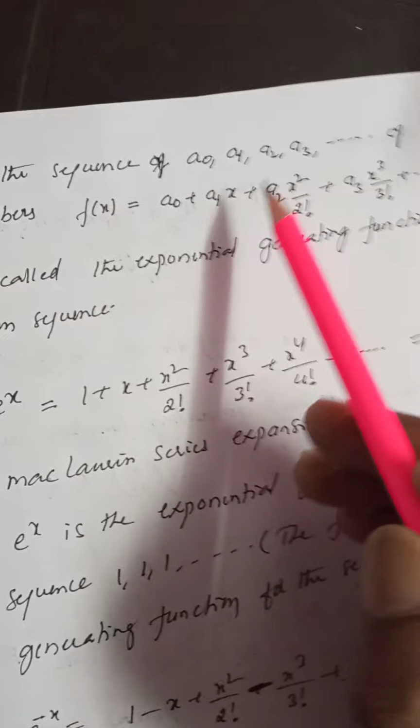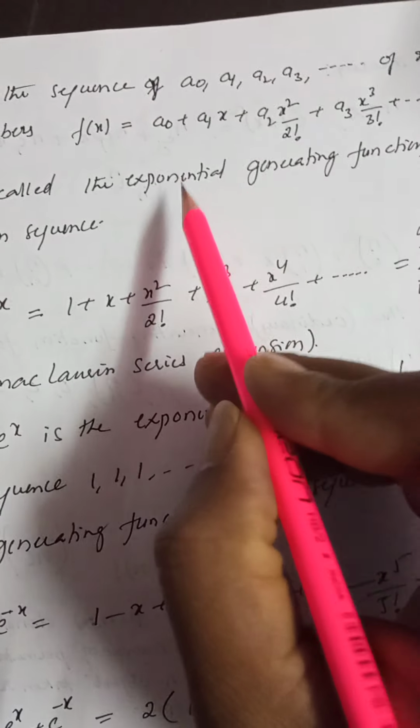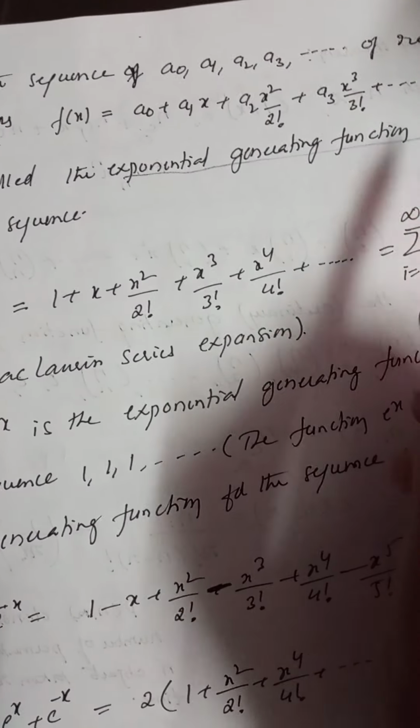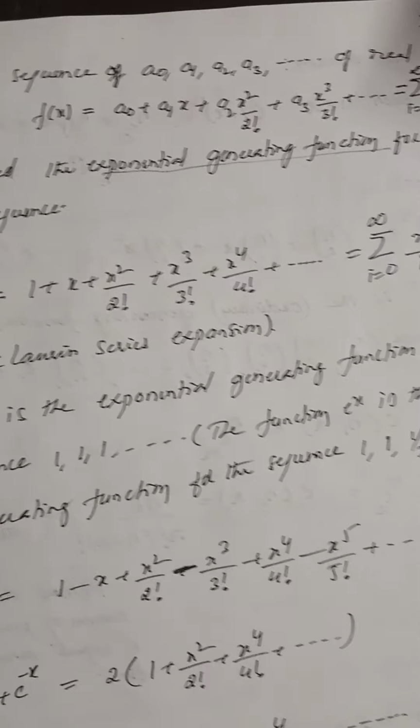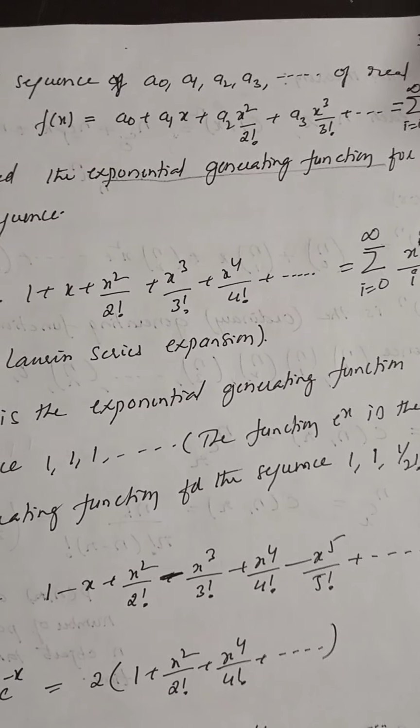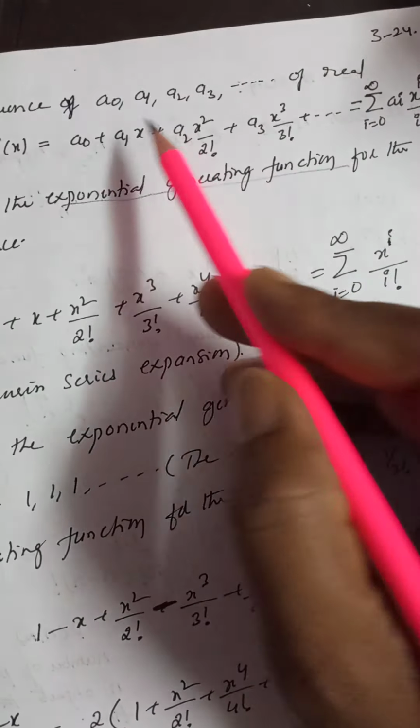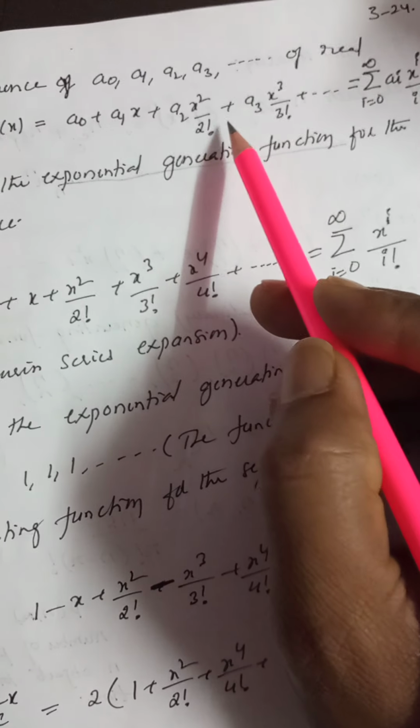Right? This is formula C. You are writing the exponential generating function. It is not the ordinary generating function. If you want to write the ordinary generating function, then you have to include these constants. Right? This one.